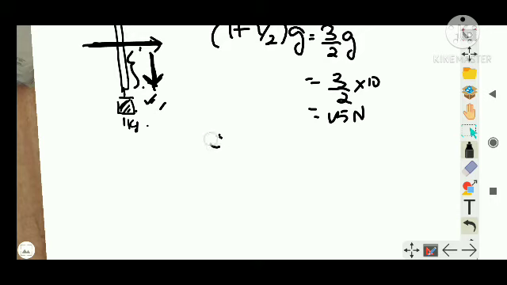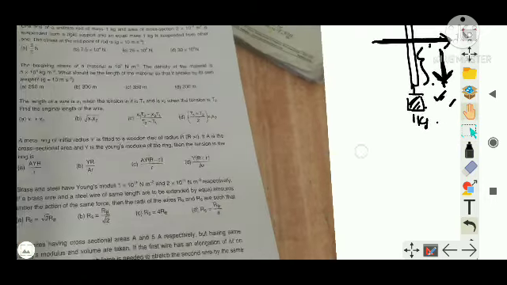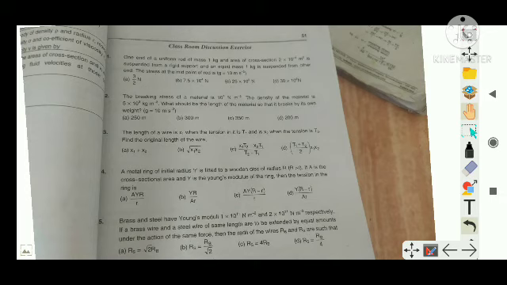Now the question can be easily solved. You are asked what the stress is. Stress is equal to force per unit area. So the force is this much, right? And how much is the area given? 2 into 10 to the power minus 4. So you can calculate it as 7.5 into 10 to the power 4 Newton per meter square. So that is the stress, so you have it as option B. Let us go to the next question.